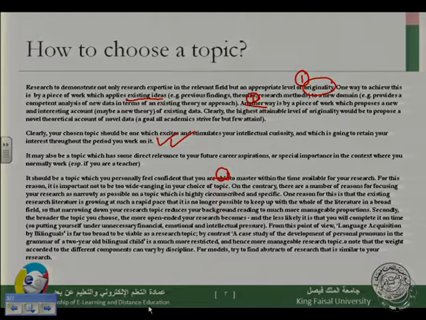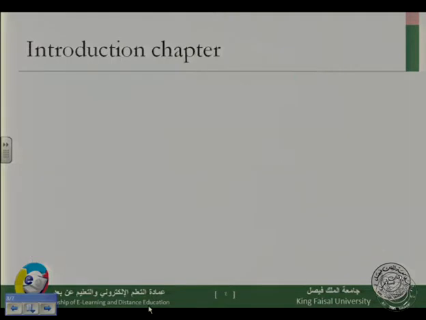Note that the weight accorded to the different components can vary by discipline. For models, try to find abstracts of research that is similar to your research, and this is the point that we mentioned last time. Try to find abstracts similar to your research, and this is one guide to choose a topic. Now let's talk about the introduction chapter.